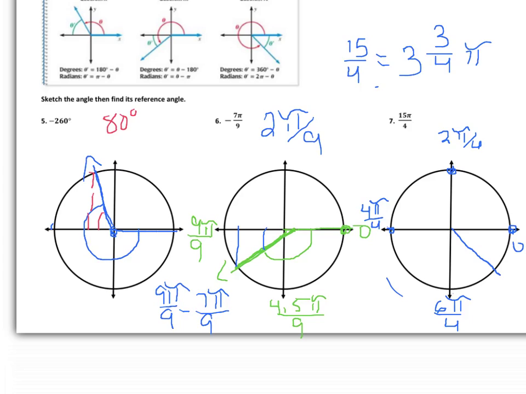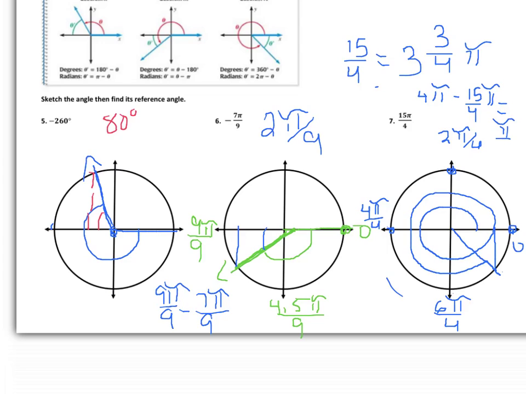Now watch what I do here. See how I drew it around, letting you know it went all the way around? Now it's looking for this. Well, I have to go around twice, so I'm looking at 4 pi, 2 circles. So if I did 4 pi minus 15 over 4 pi, it would equal pi over 4. So my reference angle is pi over 4.